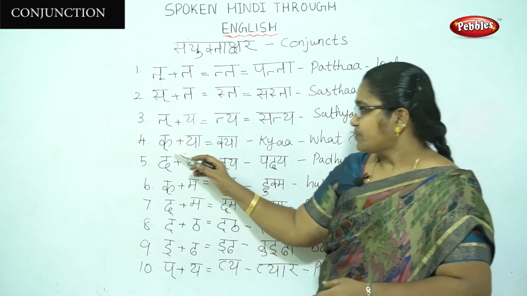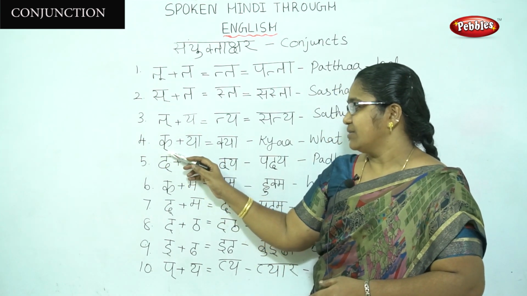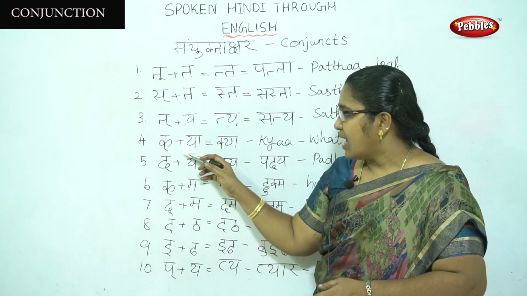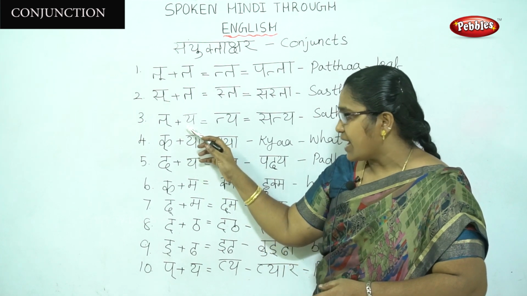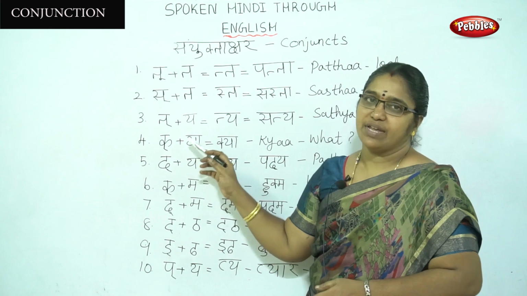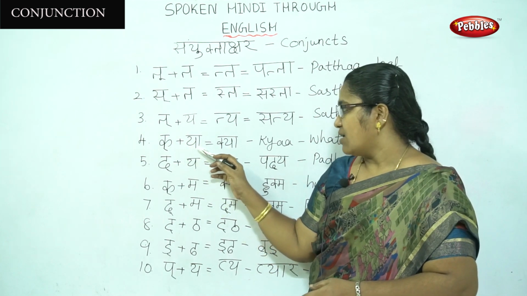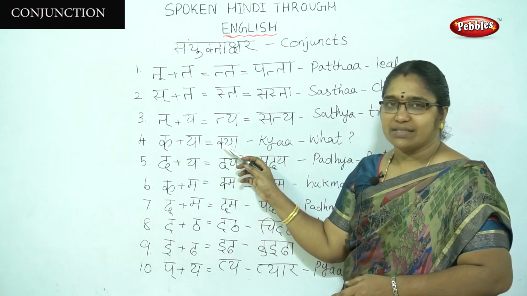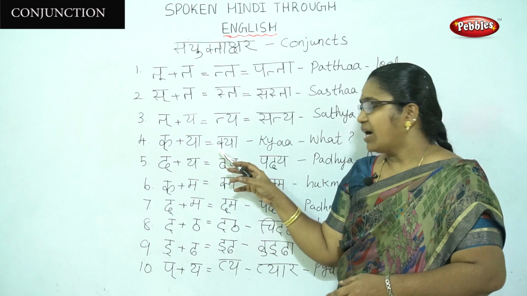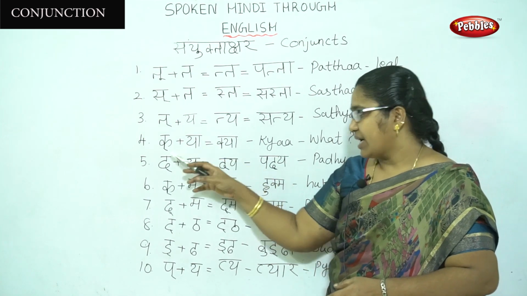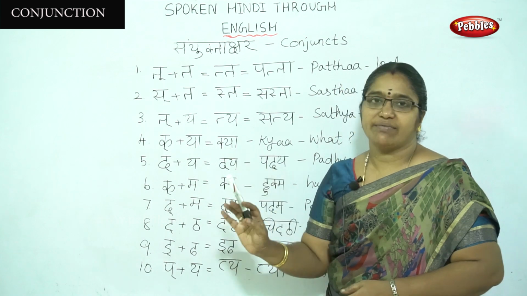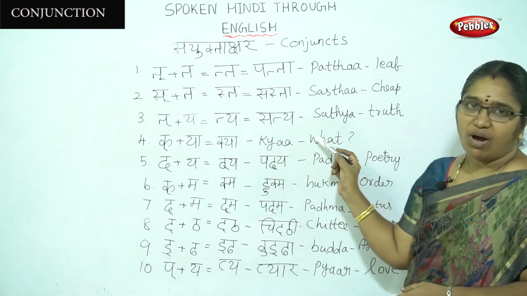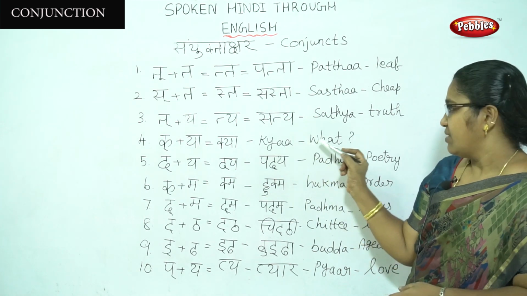See the fourth one is ik plus ya. This is a short sound of ya. This is a long sound of ya, kya. Ik becomes ik. Half of the letter we have to write here. From the ka, we have to write half. Kya. Kya means what?